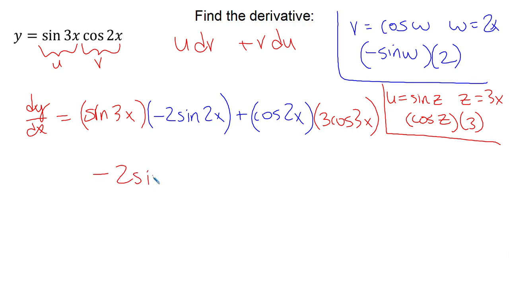I would probably write it with the negative 2 all the way out in front. In fact, I'd probably just throw that sign with it. Negative 2 sine 2x sine 3x plus 3 cosine 2x cosine 3x. And that's a good enough answer.